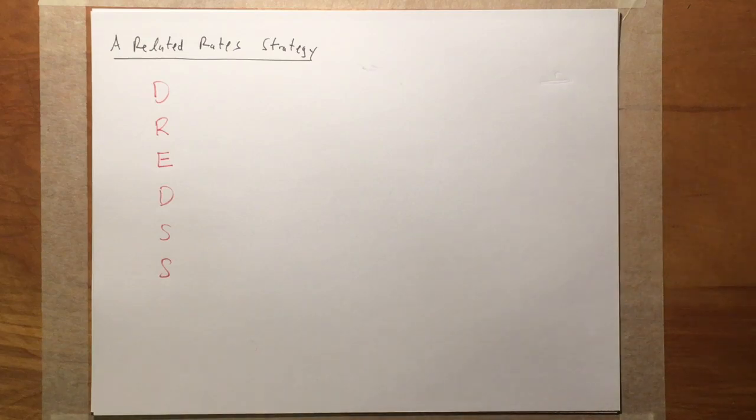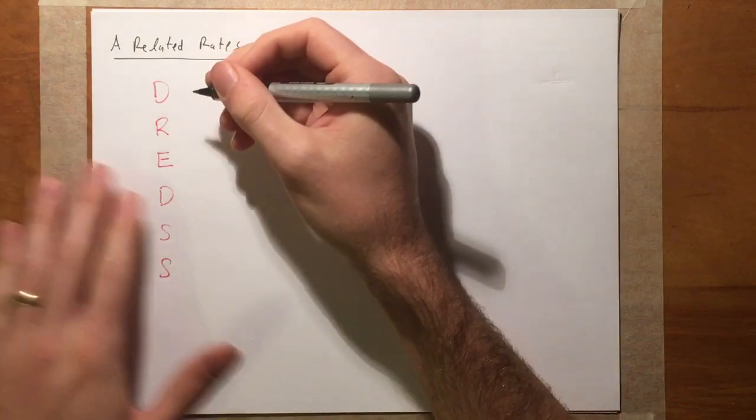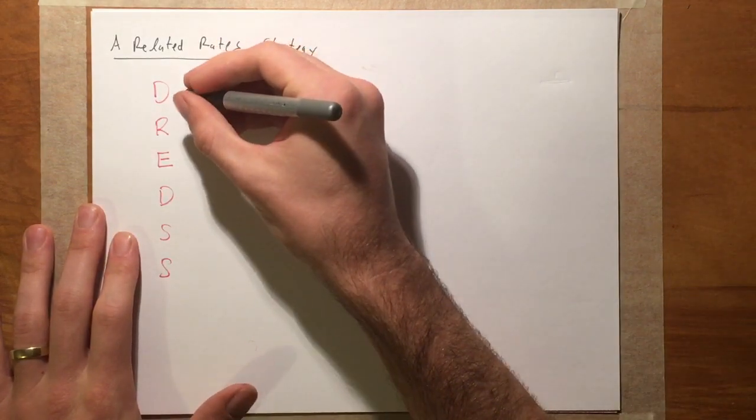All right, before we get to our next example, I want to introduce a related rates strategy. This is a strategy for approaching related rates problems, and it has a handy-dandy acronym, DREADS. This is a nice mnemonic for remembering how to approach things. So let's go through the letters of this acronym and talk about what they are. These are the steps in a process you can take to approaching related rates problems.